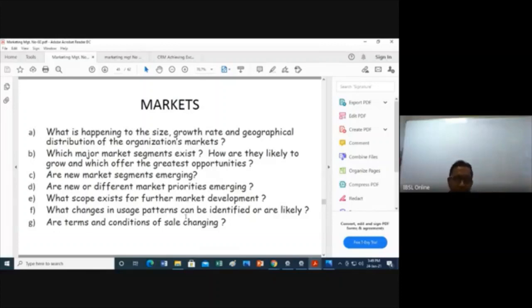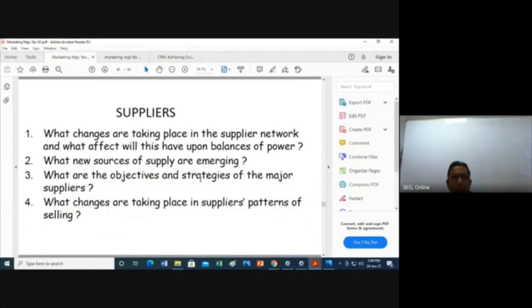Actually, these questions are not only relevant to banks. It is a common set of questions that will be applicable to various types of business, but there will be some questions that are appropriate for the banking sector. I hope you are clear on that.